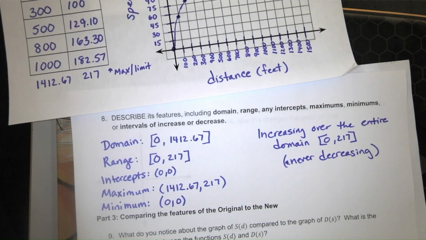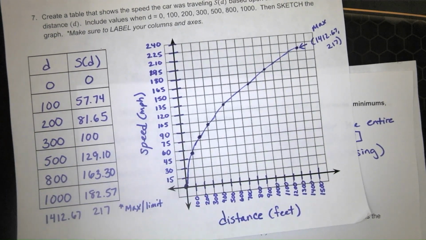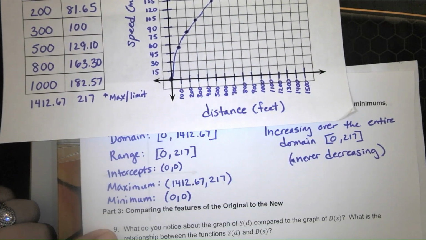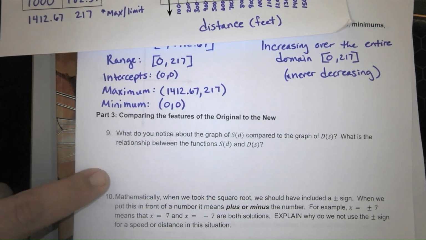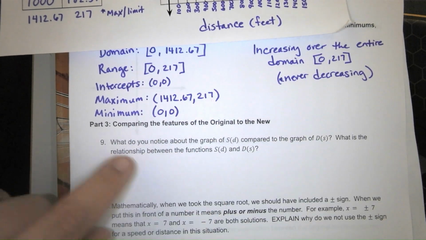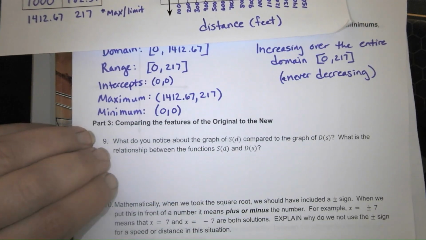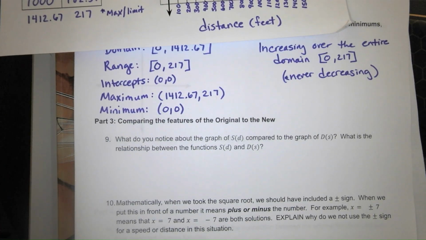All right. The next thing that we are going to do is look at comparing our two graphs. So if you take a look at this graph, and the graph that we made back in number 3, I want you to write down something that you notice about how they compare to each other. And then what is the relationship between the two functions, s of d and d of s? So pause the video, jot down two things that you notice, and then what do you think the relationship is between the two, and then unpause and come back to check your answers.